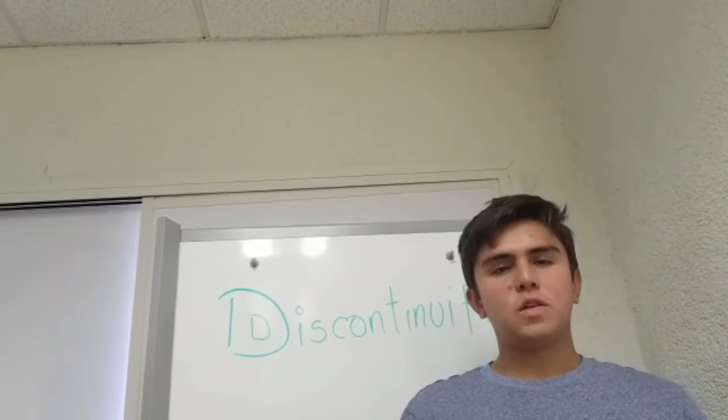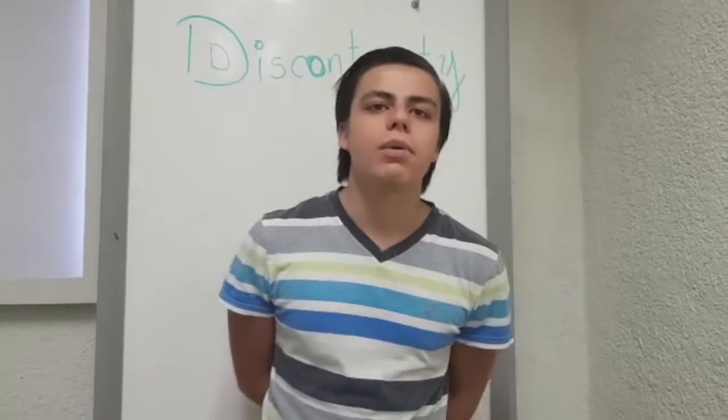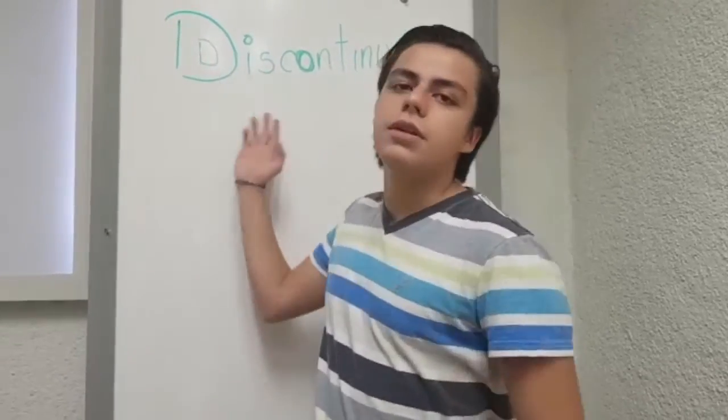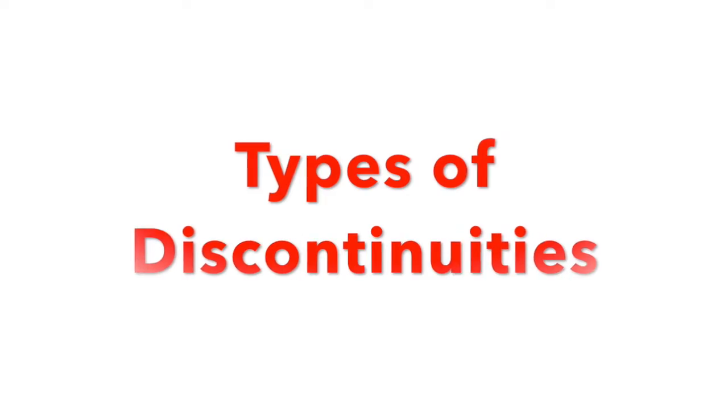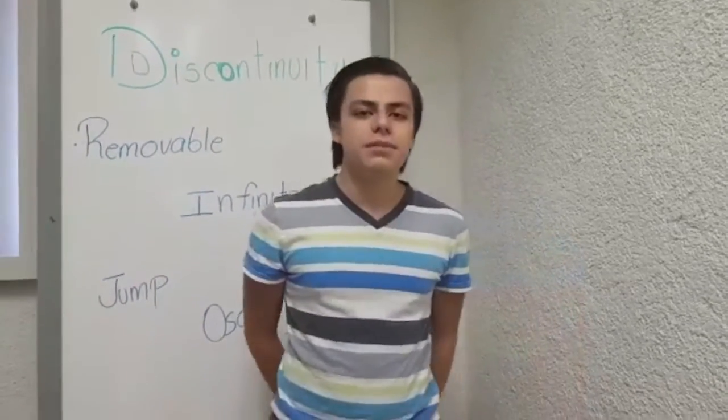A function that is continuous is a function whose graph has no breaks in it. Functions, however, will have isolated points where they are not connected. These problem points are called discontinuities. We will explain the four types of discontinuities.